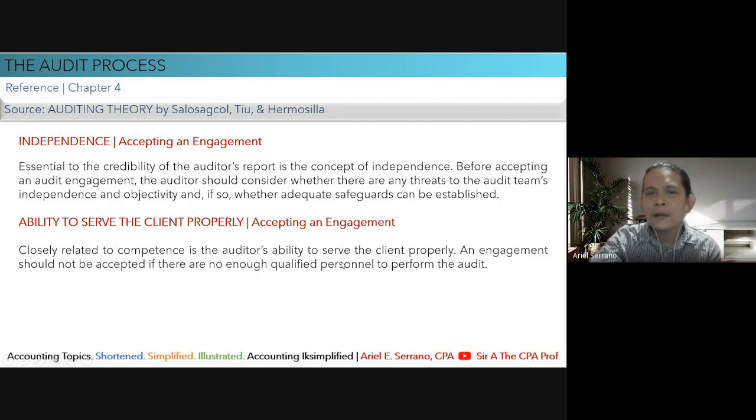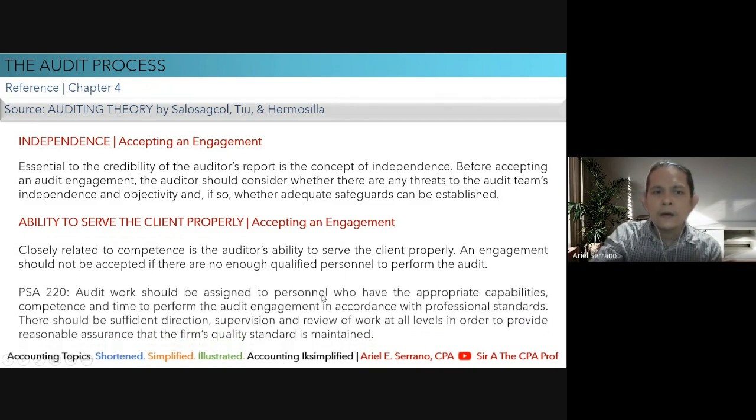Kasi remember, we are not only providing service, but providing quality service. And part of our requirement before we accept the client is we have to assess if we will accept this client, can we serve them well? Do we have the resources? Are we able to serve them properly? Hindi yung tatanggap tayo ng trabaho, hindi naman natin kayang gampanan. Okay? So, sayang lang. An engagement should not be accepted if that is the case.